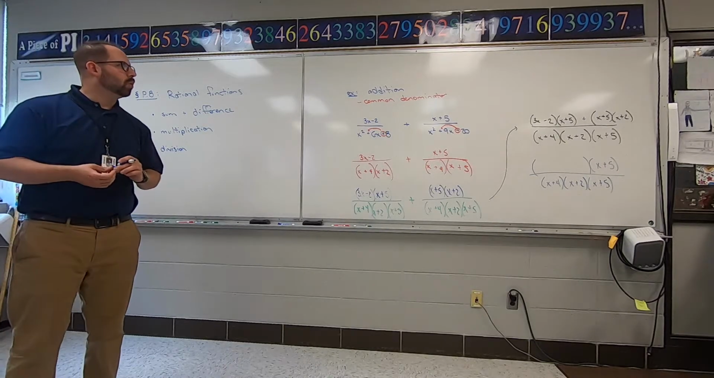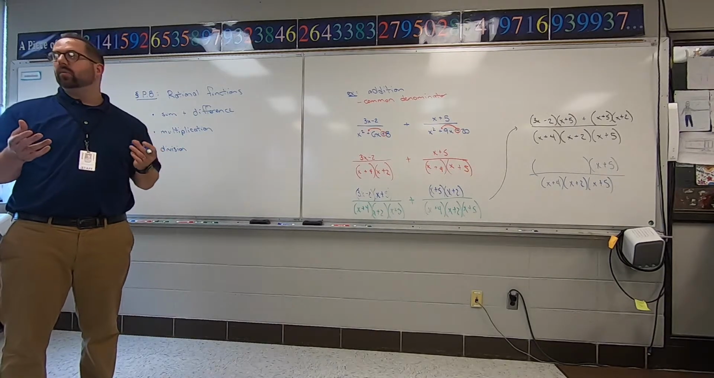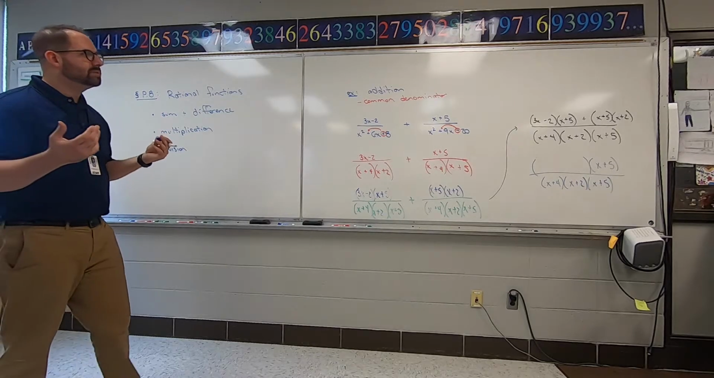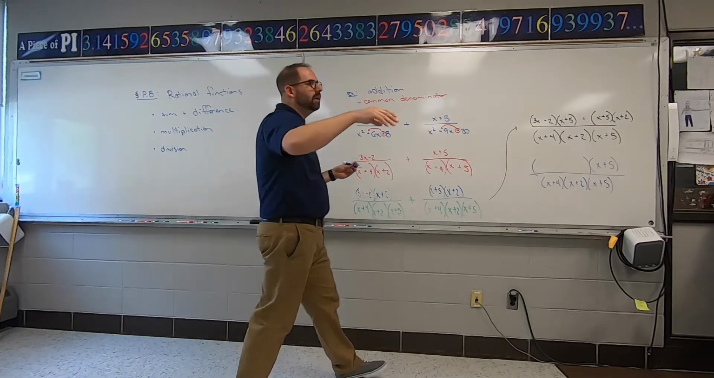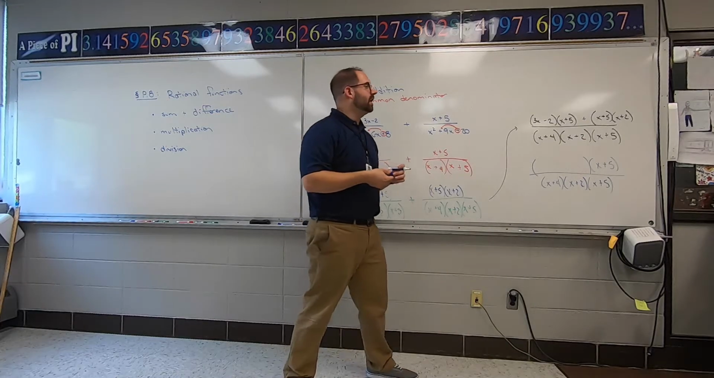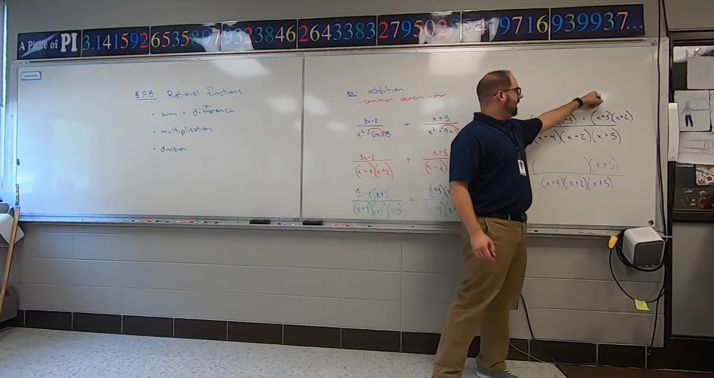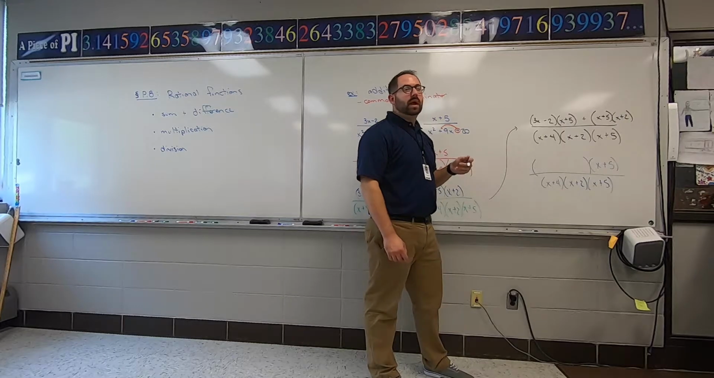That's kind of how it works. If it doesn't work that way, where maybe you didn't notice the tops had anything in common, like the parentheses were all different, that becomes more difficult. Then you're going to have to FOIL and then add all the like terms. I'm not going to do that.